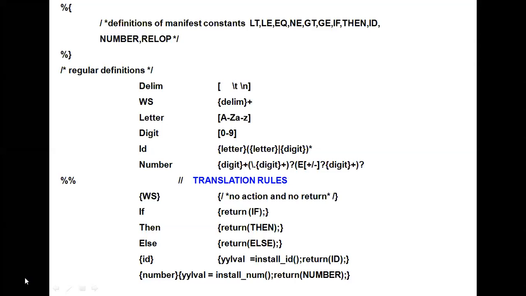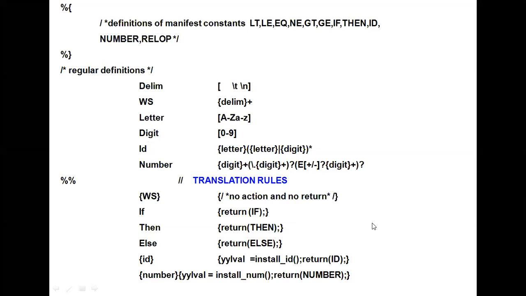Well, the lex program consists of 3 parts. Part number 1 is the declaration part, where we are declaring the variables. That's why we call it the declaration section. Part number 2 is the rule section, the translation rules.